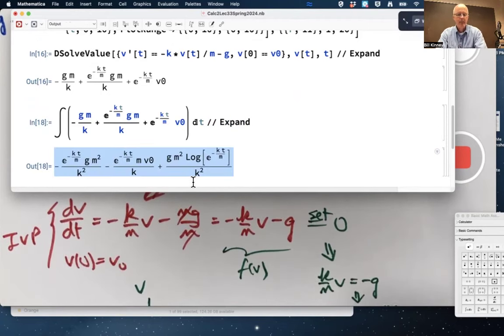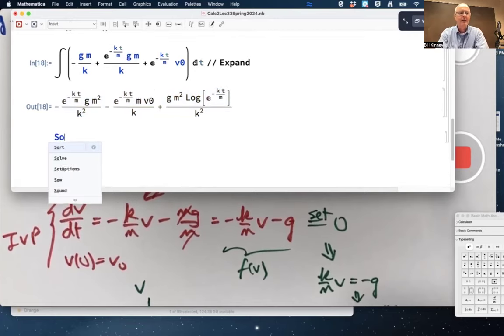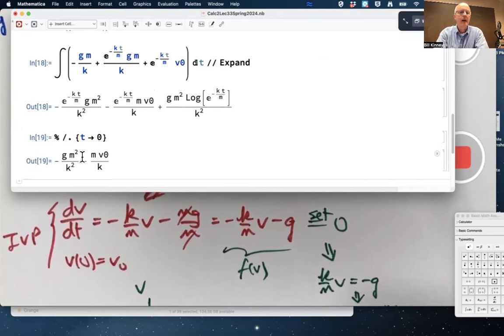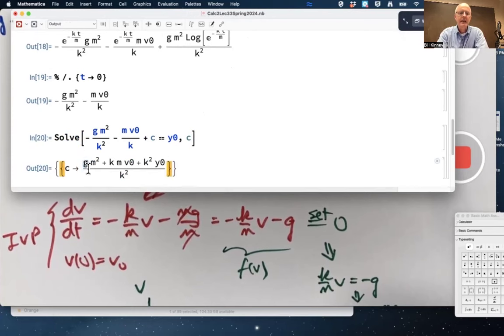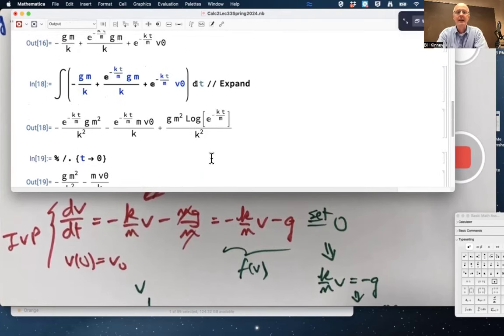Maybe I can try that here. How could I do that? Let's take that output, plug in t equals 0, first of all. Like that. I'd set this equal to y naught. No, I'd set this plus c equal to y naught and solve for c. Okay, the c for the integration should be this, if I've not made a mistake. Okay, it's complicated, but it's doable.